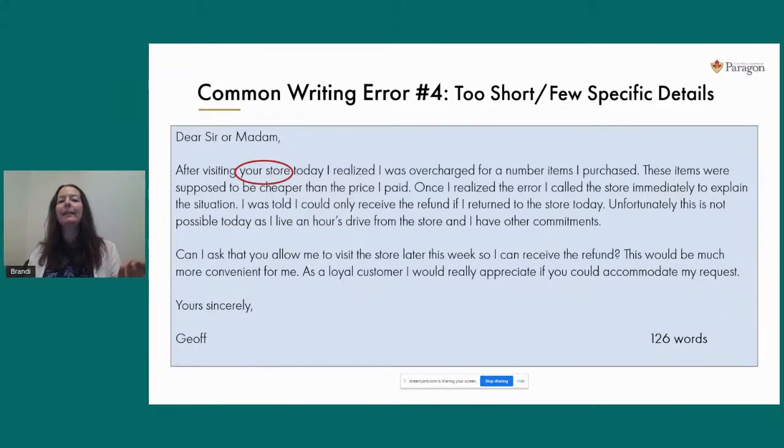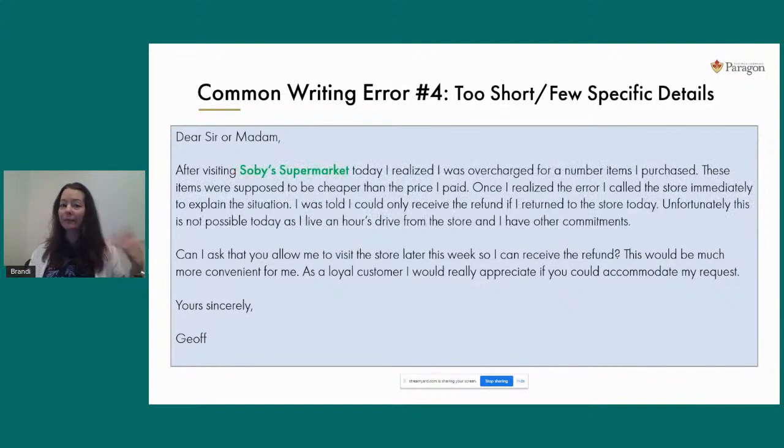So instead of saying your store, can we just make it more interesting and actually create the name of a grocery store? Be very precise and specific. You can use one from your own neighborhood if you like. So Sobeys was a grocery store in my hometown in Ontario. It's the first one that came to my mind, so that's the one that I included in here. We have, after visiting Sobeys supermarket today, I realized I was overcharged for a number of items I purchased.